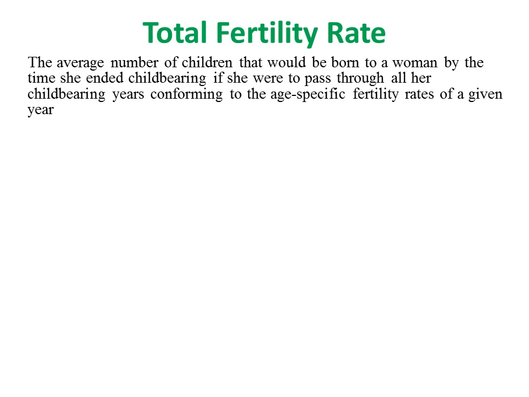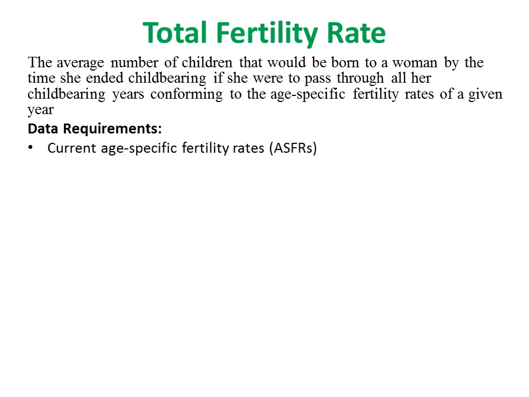But this calculation of total fertility rate is for one year. The impact of age-specific fertility rates of that particular year is expressed in a single rate, and that is the total fertility rate. The data required for calculation of total fertility rate is just the current age-specific fertility rates, which can be added, and total fertility rate can be calculated for that year.